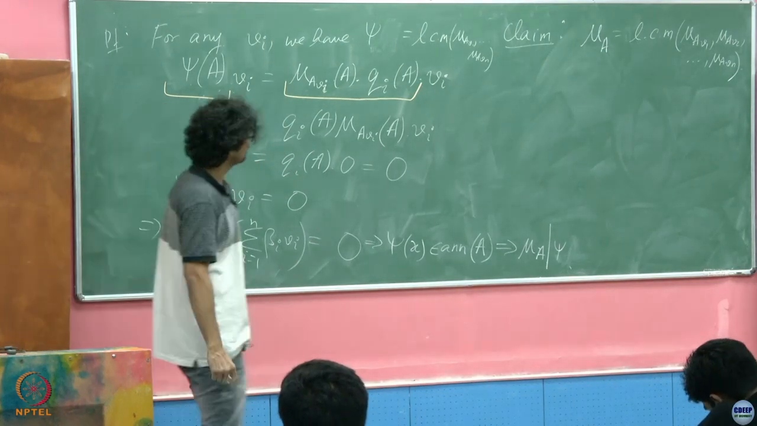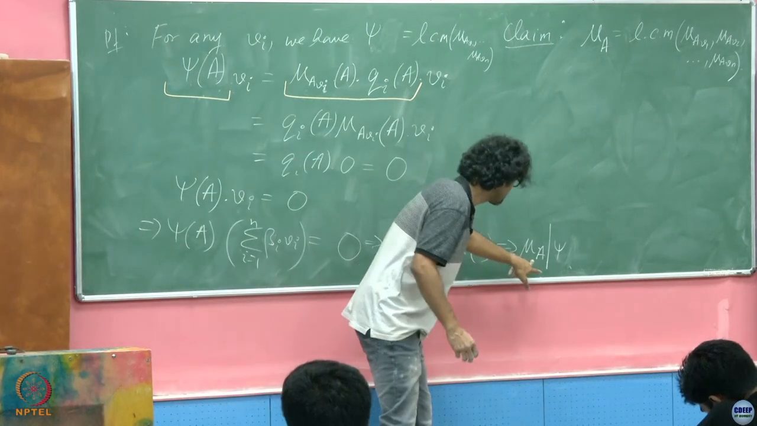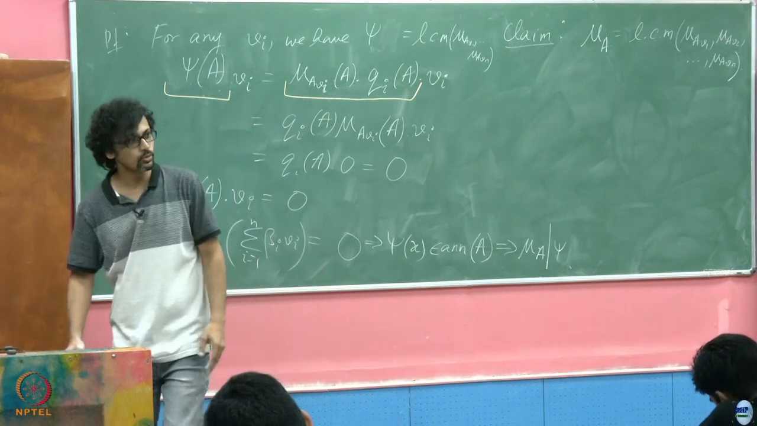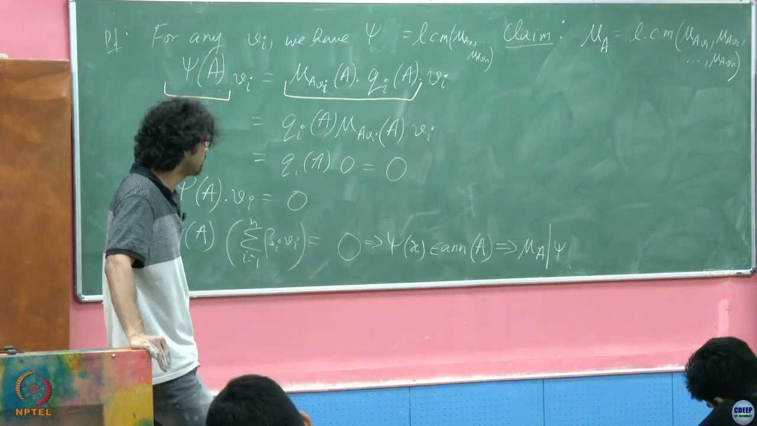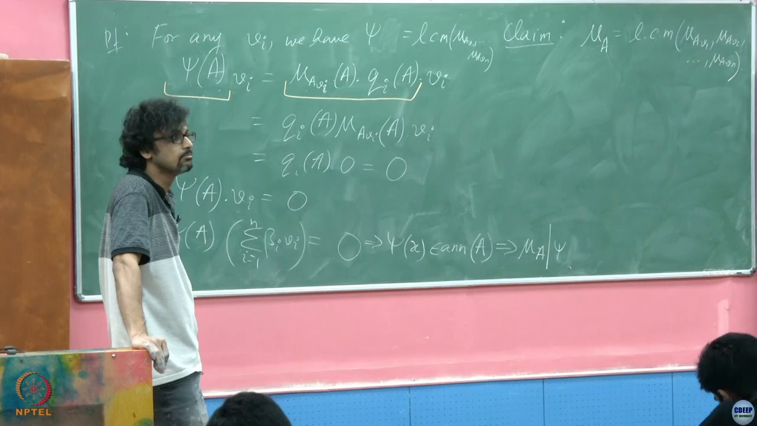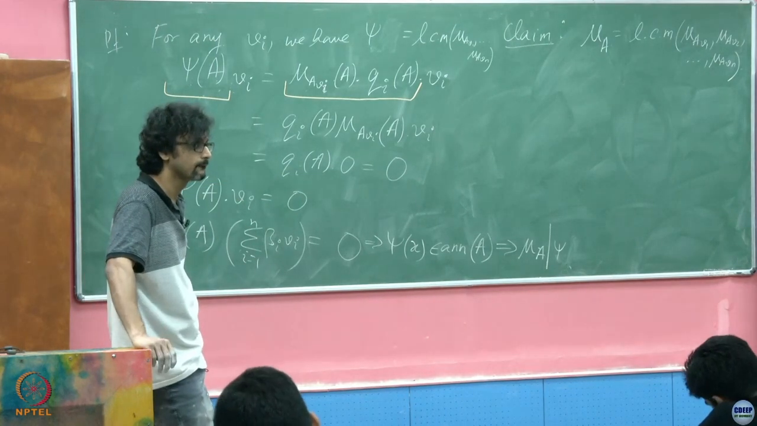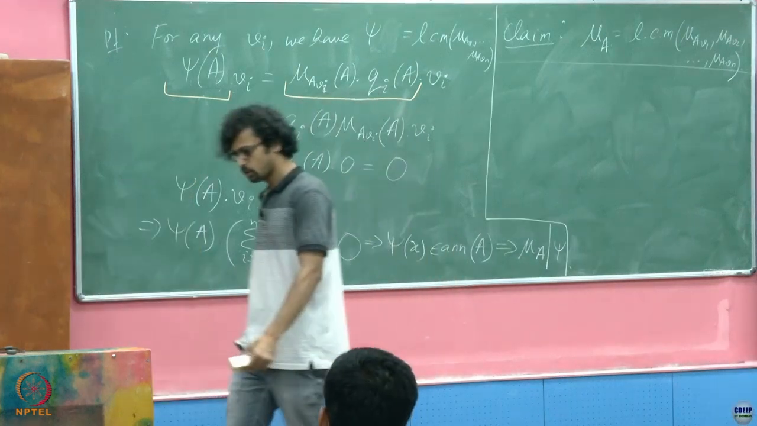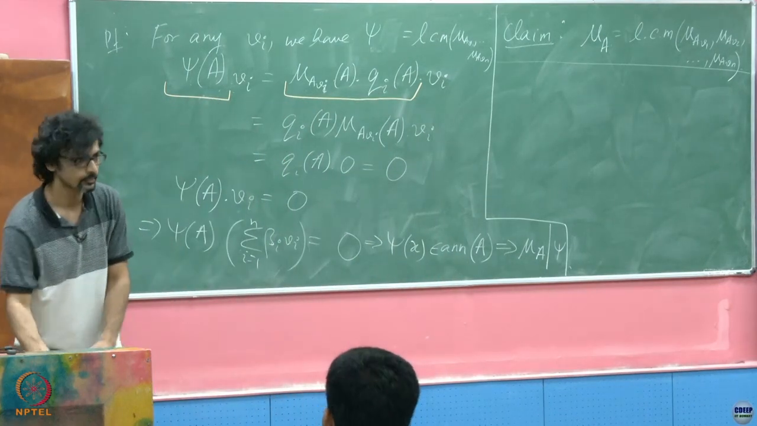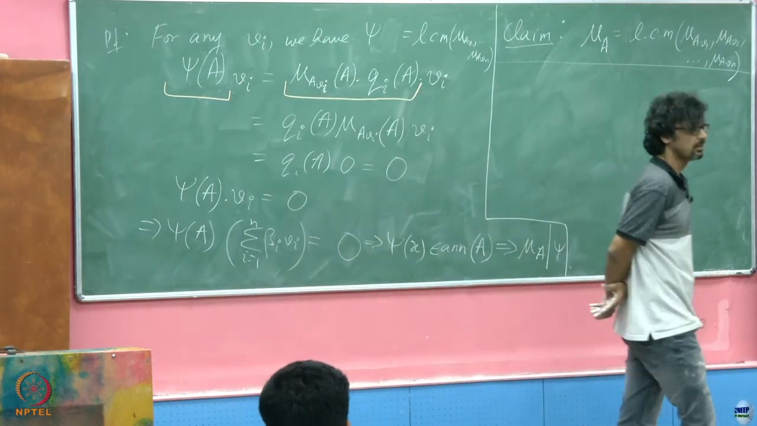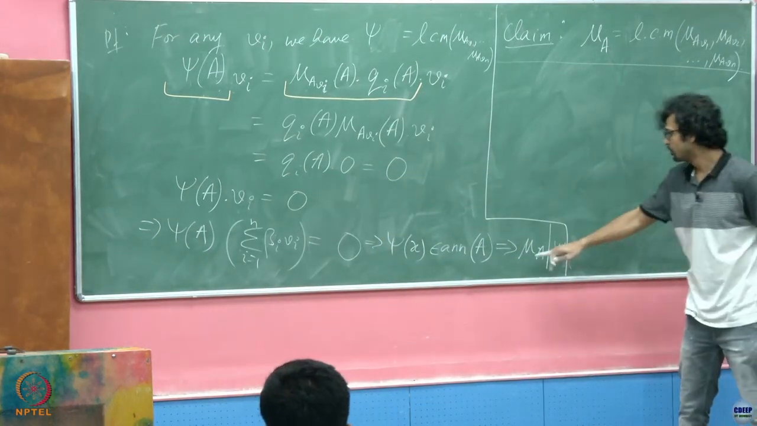So we have at least shown that mu of A divides psi. Now, what should we do in the next part to prove that mu of A is equal to psi? We should also show that psi divides mu of A. Okay, so when can this fail to be the case, that psi fails to divide mu of A?